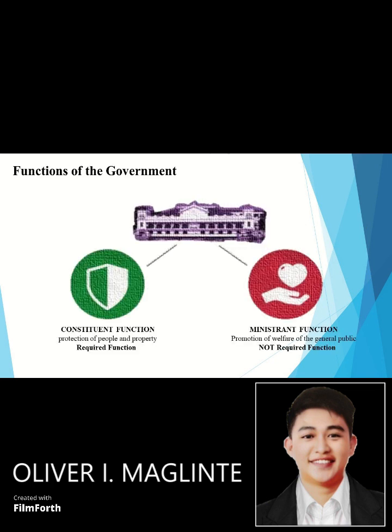Functions of the government. There are two functions of the government, the constituent function and the ministrant function. Constituent functions are those which constitute the very bonds of society and are compulsory in nature. Examples are keeping of order and providing for the protection of persons and property, the fixing of the legal relations between man and wife, etc.